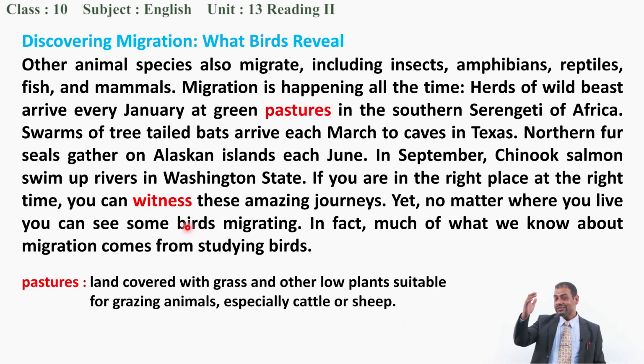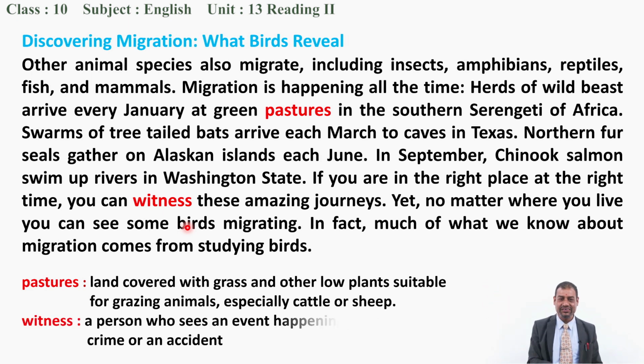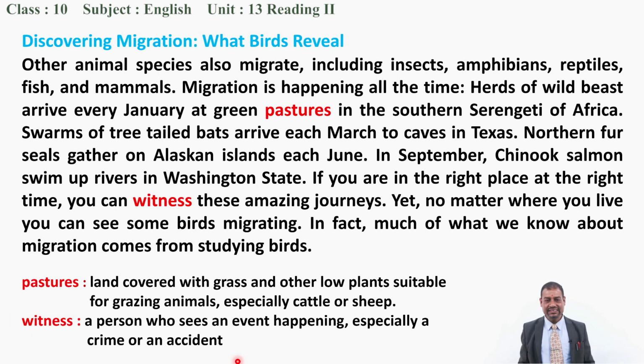Now next one is witness. You have got. So from your house also you can witness the birds flying. So what does it mean? Yes, you have got me, a person who sees an event happening, especially a crime or an accident. But here you can witness used as a verb, okay, action word, to see, to watch. So got it? Good job.